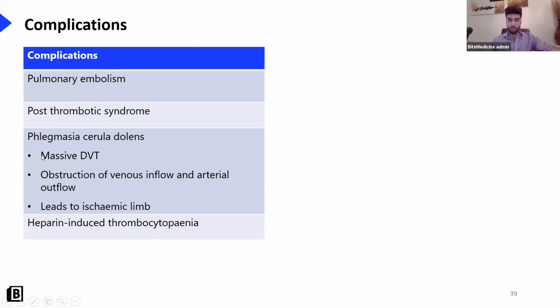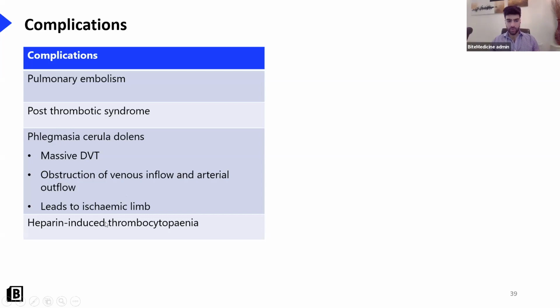Phlegmasia is where you have a massive DVT to the point where you're having a big clot, lots of inflammation, lots of edema. That's going to obstruct both venous inflow and arterial outflow, and that can actually lead to limb ischemia. Okay, so this is not good news. It's basically just a massive DVT, which can lead to limb ischemia.